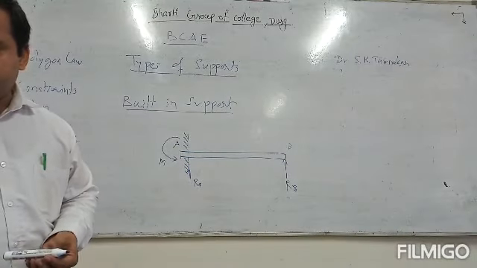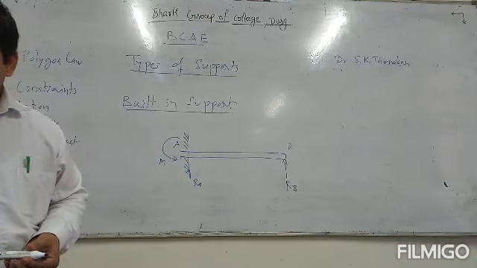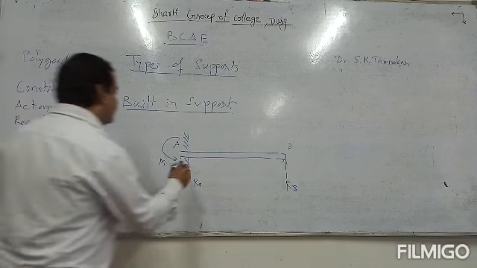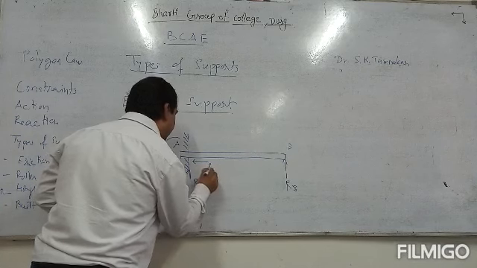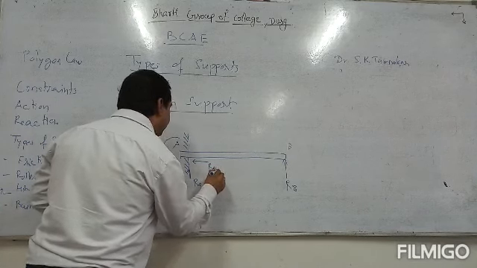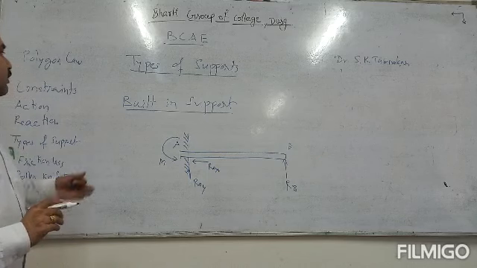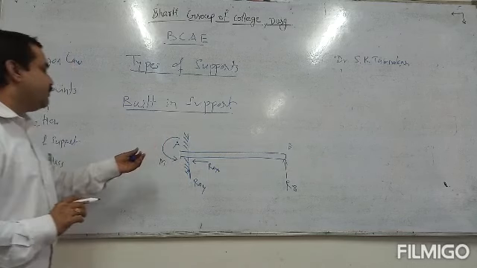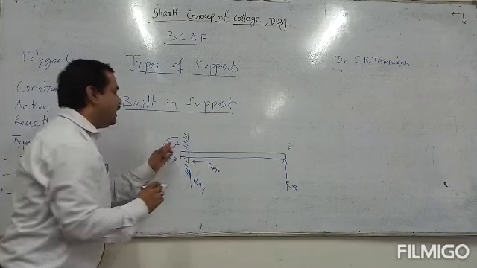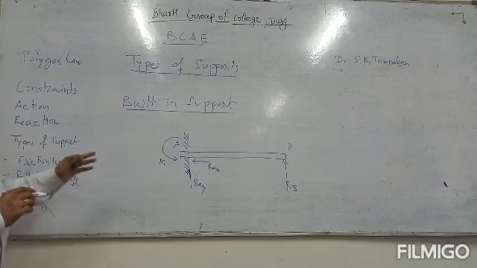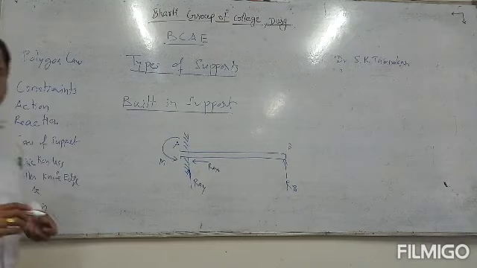So in the built-in support, one force is also there, RAY and RAX, this type of support. Maybe this is more than hinge support. Hinge is having one horizontal and vertical. Here one movement is also there in the built-in type support.